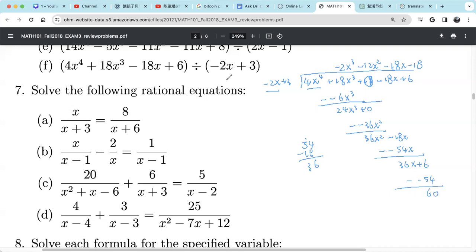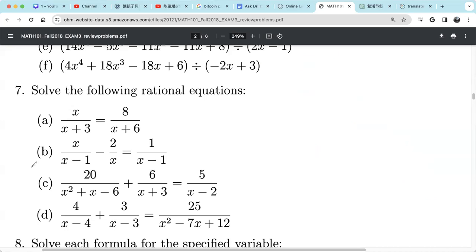So the answer for this is equal to, first we write the quotient part. Then we add 60 over the divisor, negative 2x plus 3. All right, that finishes the long division part. Now let's see 7.